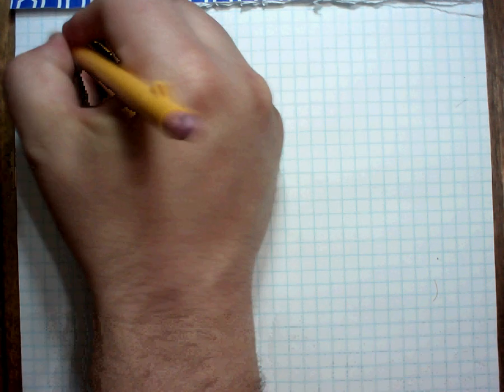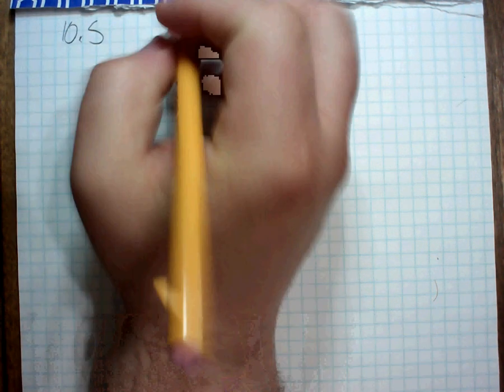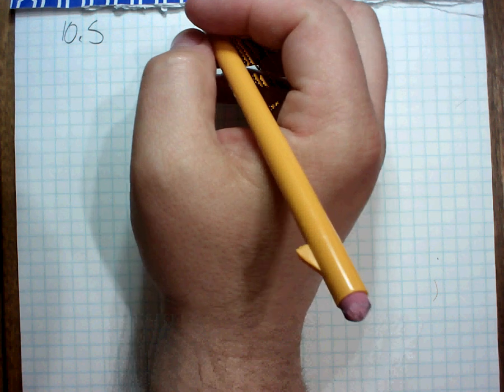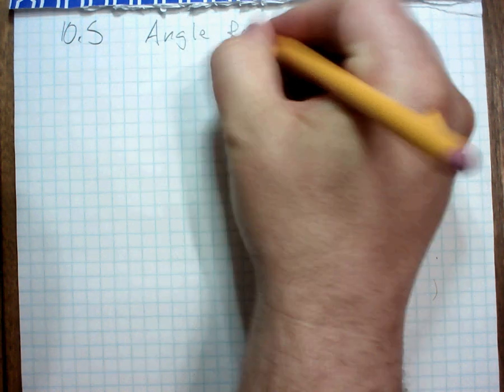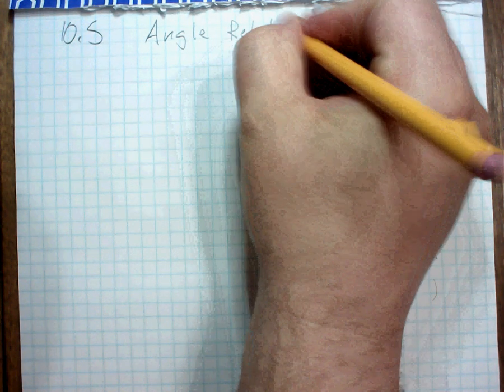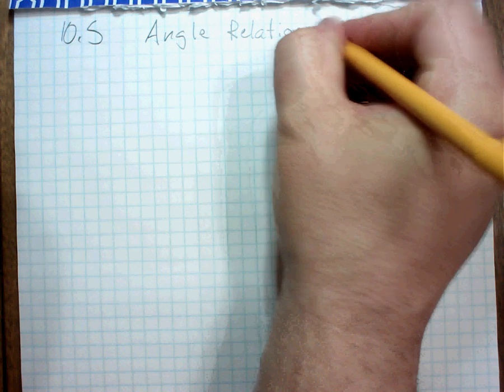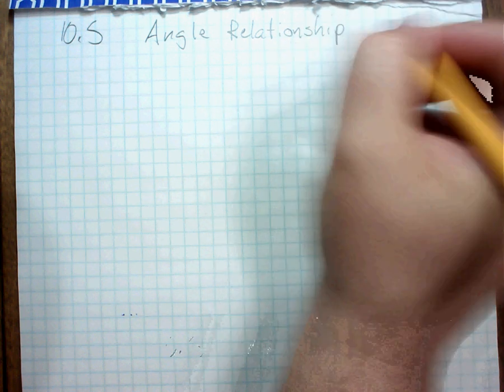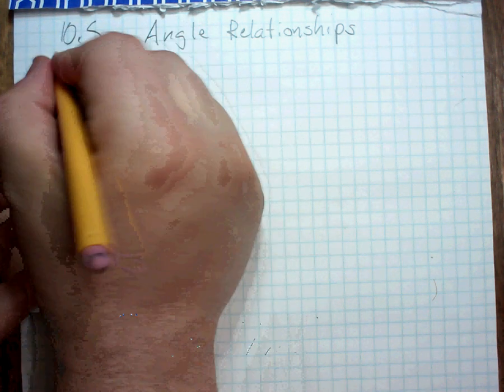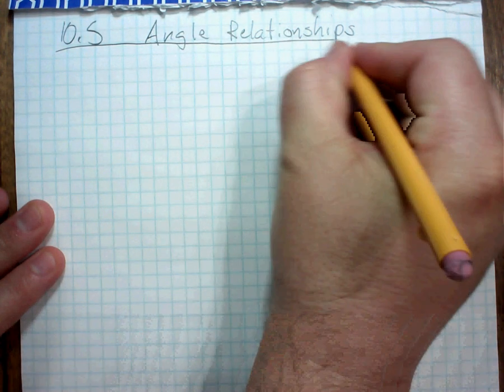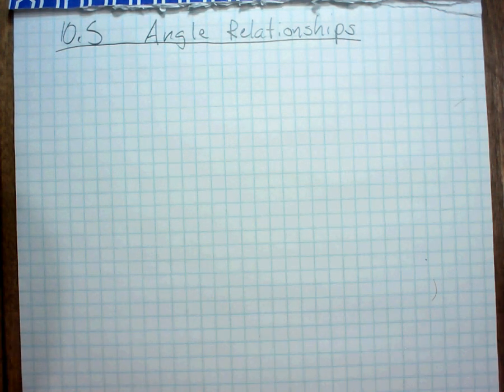So today for 10.5, what we're going to focus on is angle relationships with regards to circles, because this whole section is on circles, or not section, but chapter. So let me write something down.